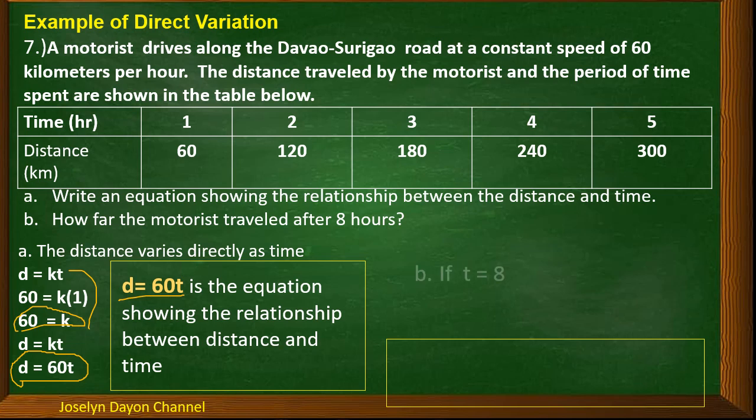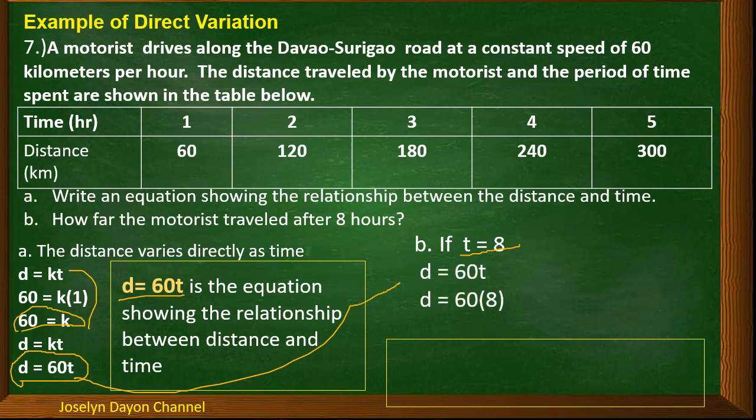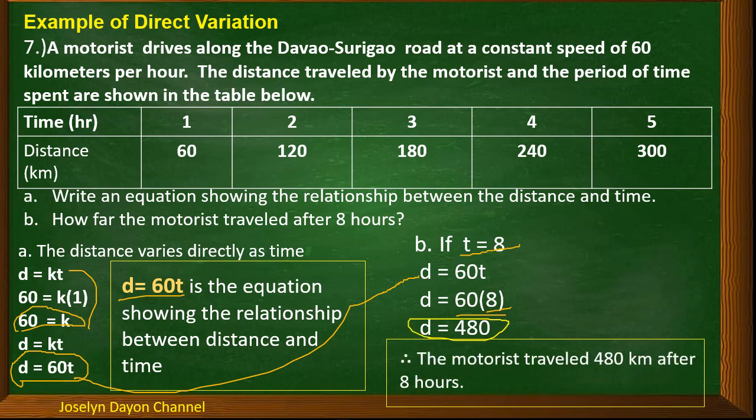And for question B, if T is equal to 8 hours, how far the motorist traveled? So we have already the equation, which is D is equal to 60T. Let's just substitute this time T by 8. So 60 times 8, that is equal to 480. So it means that the motorist traveled 480 kilometers after 8 hours.